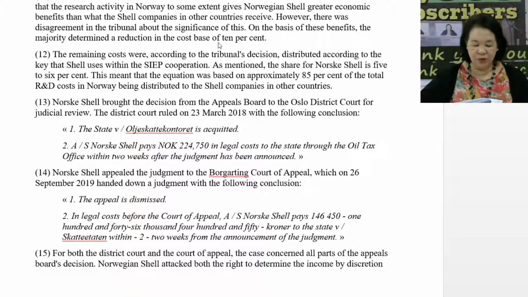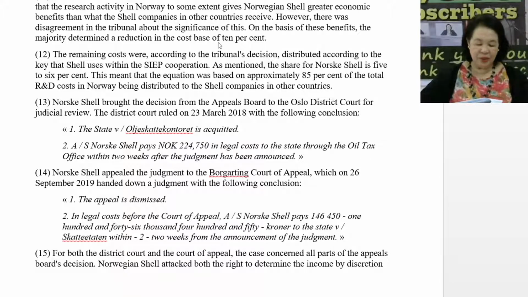So, anong issue dito? The question of research and development cost distributed to A.S. Norske Shell's licensed partners under the accounting agreement shall be included in determining the company's loss of income pursuant to Section 13-1. Otherwise, the appeal is not allowed to be advanced, no? So, ano yung kasama sa accounting agreement, no? Ito yung Norske Shell's licensed partners under the accounting agreement. May partner siya, so kasama siya, included in determining the company's loss of income.